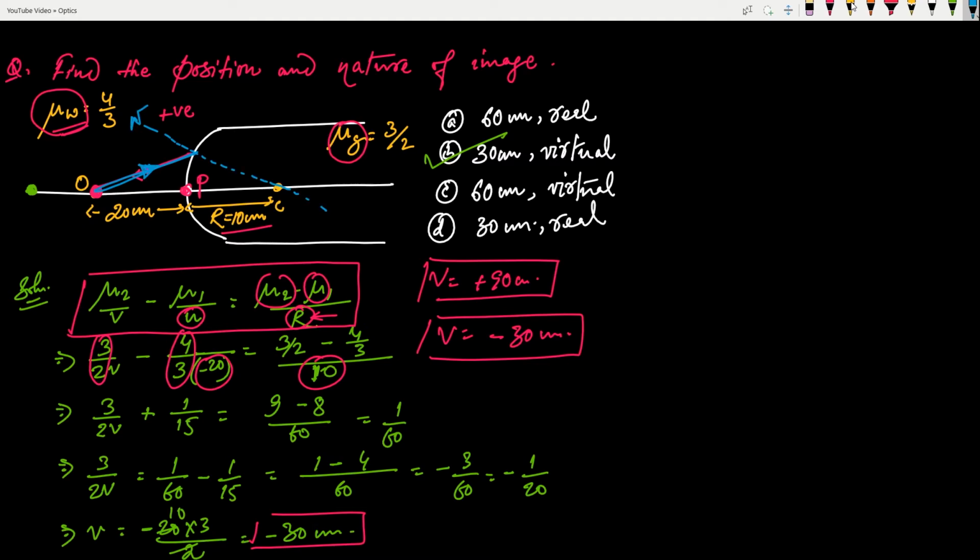Now, as you can see, the ray is entering from the water medium to the glass medium, and the glass medium is optically denser than the water medium. Therefore, after refraction, the ray will bend towards the normal, but the bending will not be as drastic as we have seen in our earlier case. Here the bending will be much less. Therefore, the ray will go in this direction, and the second ray is along the principal axis.